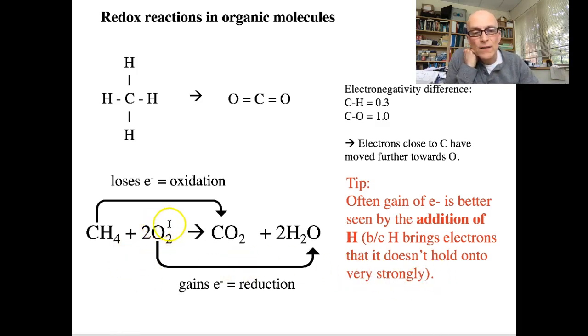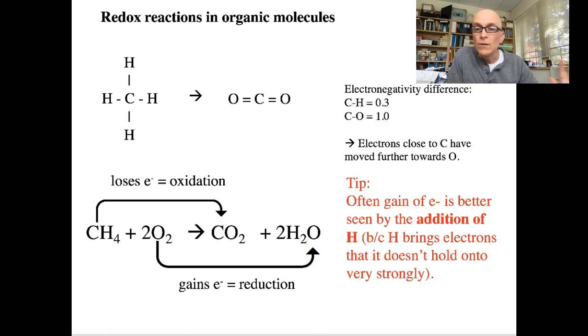So look at this here. Here you have added hydrogens. So the act of gaining hydrogens, adding hydrogens, that is a reduction reaction. So then the other one has to be an oxidation reaction. In many, many cases, that also means there's an addition of oxygen. But the addition of hydrogen is actually an easier way to see which one is the reduction reaction.